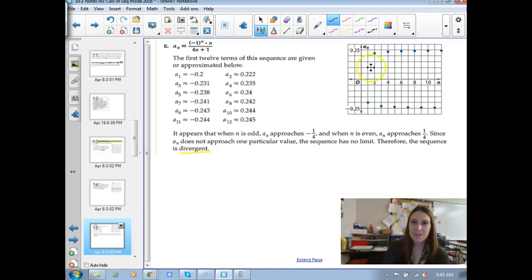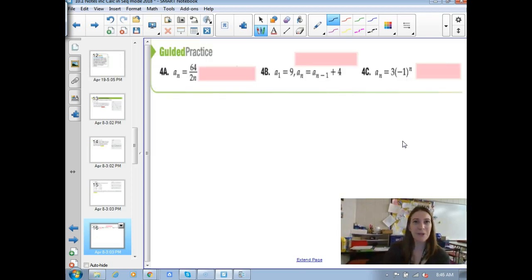And this one's unusual because every time you toggle between the values, the output is positive 0.25, negative 0.25, and it keeps toggling between them. Well, those are not the same values, so it's not approaching the same value, which means it is not approaching a limit. So it is divergent. A lot of kids like to argue with that one because they're like, oh, but it's practically the same. No, actually it's completely opposite. Positive 1/4 and negative 1/4.